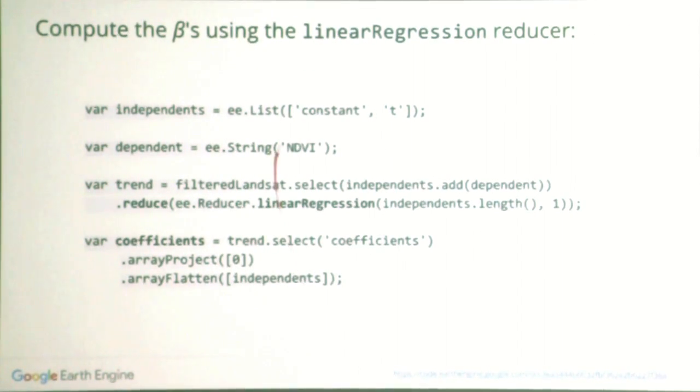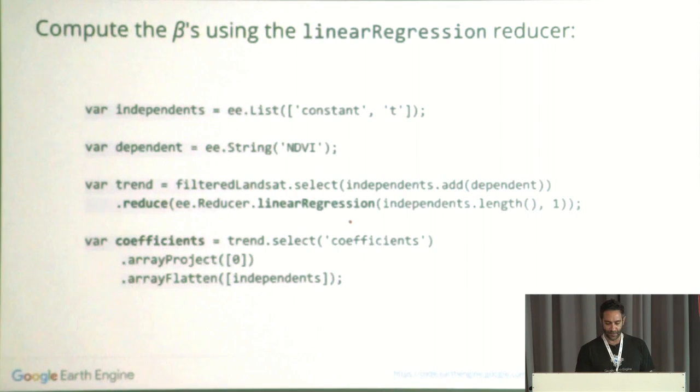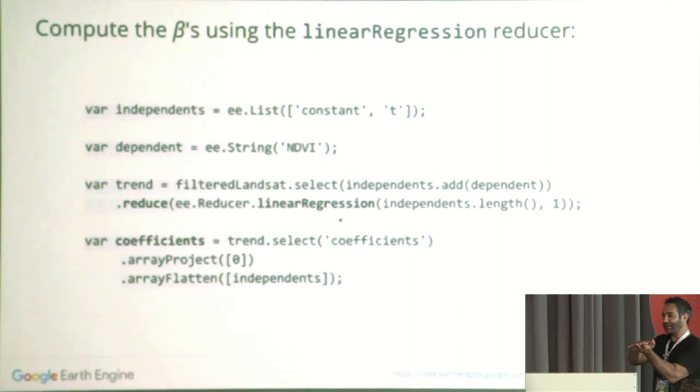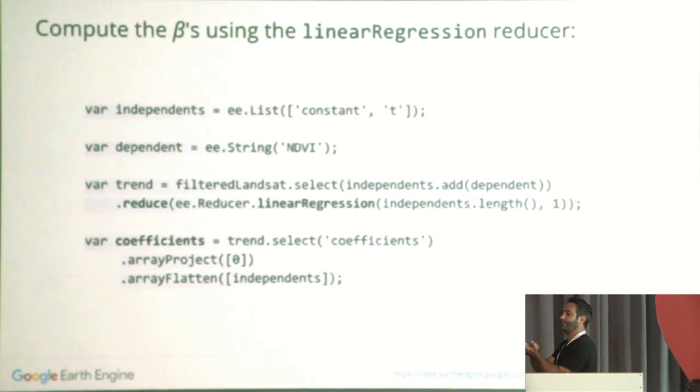So let's just name them. Specifically, the independents are going to be this list, which has the band names of the independent variables, constant and T, and the dependent variable, which is this string storing the NDVI band name. And now we want to compute the trend. Specifically, we want to reduce the time series with the linear regression reducer. So we're taking a whole stack of things like this, and we are reducing them to a single image which stores the betas for this model.